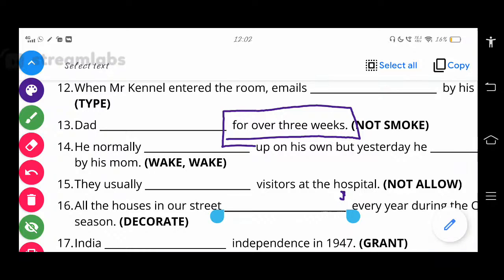Not smoke. Smoke is the verb, and in this sentence, the sentence has to be in the negative sense because we were given not to use. So your answer has to be used like this. So have been or has been plus fourth form of the verb has to be used. Here dad is the singular, so that is why we have to use has been.